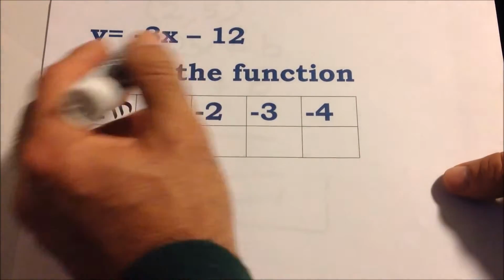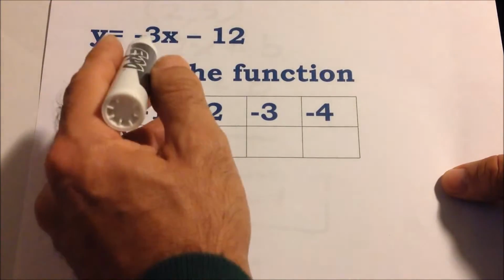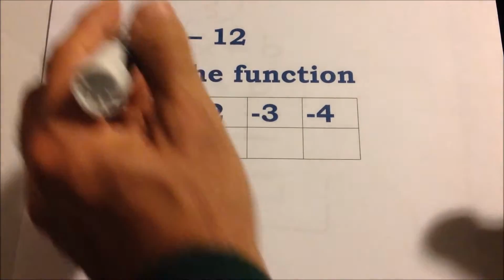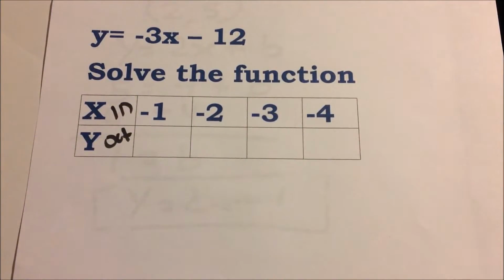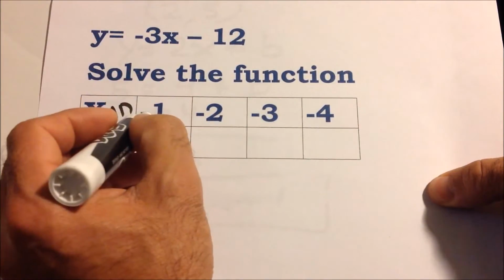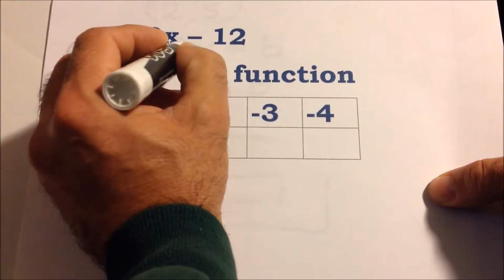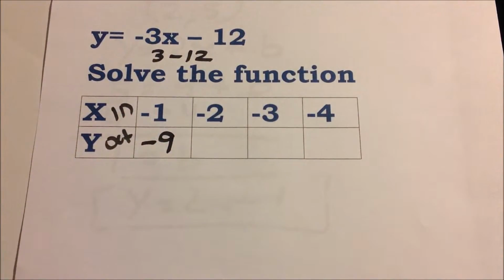So now we'll have -3 times -1. -3 times -1 is 3. Remember, a negative times a negative is a positive. Any like signs when you're multiplying are positive. So we have -3 times -1, so that's 3. And 3 minus 12 is -9. See if you can fill the rest yourself.